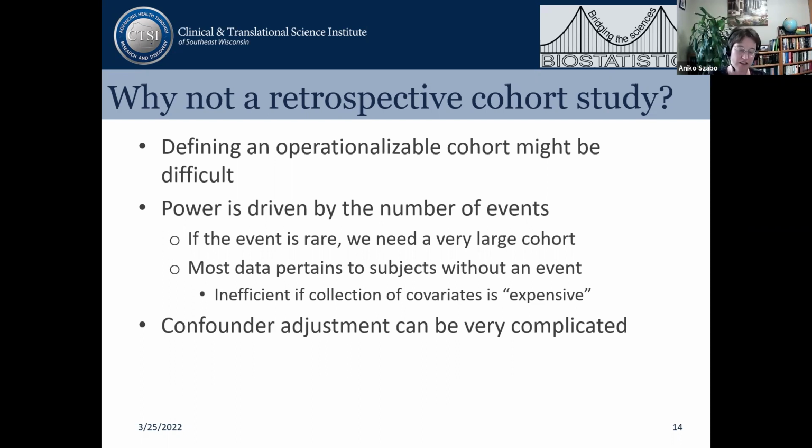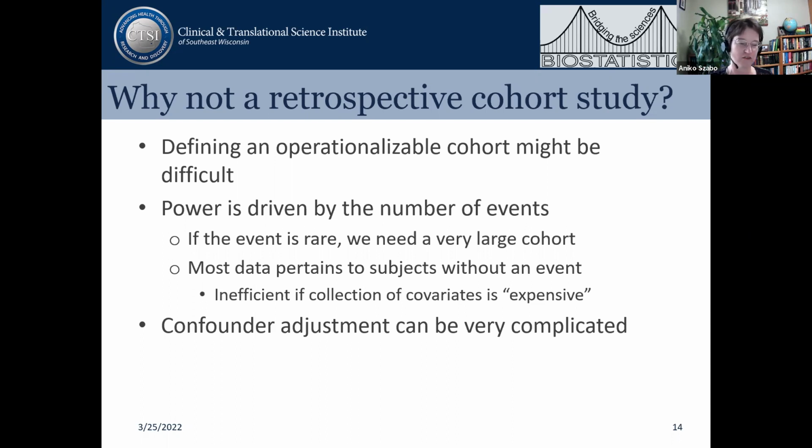And if you have a rare disease, and COVID maybe was somewhat rare back then, a rare outcome, then you need a large cohort to have enough events, right? And that's not a problem per se, we can process that. But what happens is that most data is about subjects without an event. Again, this is still not an issue unless the collection of the covariates is expensive. And by expensive, I mean that it might just take a lot of time.